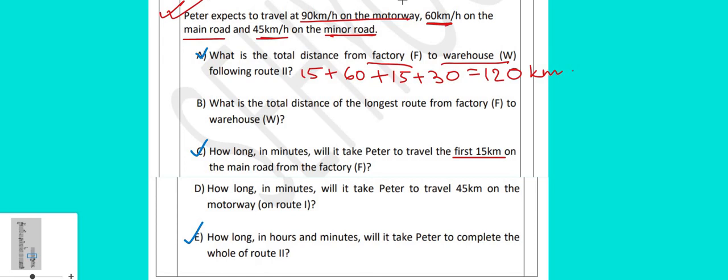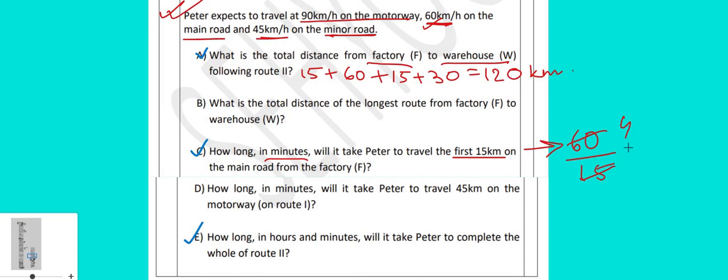So the information that was provided to us was 60 kilometers per hour on the main road. So Peter travels at 60 kilometers per hour on the main road, and here they have asked us to calculate the time, in minutes, that he will require to travel the first 15 kilometers. The calculation is pretty simple. We'll take this 60 kilometers per hour of the main road divided by the 15 kilometers, which gives us 4.